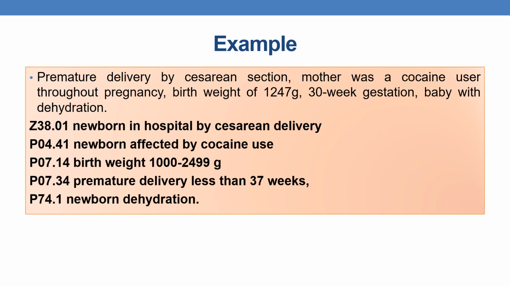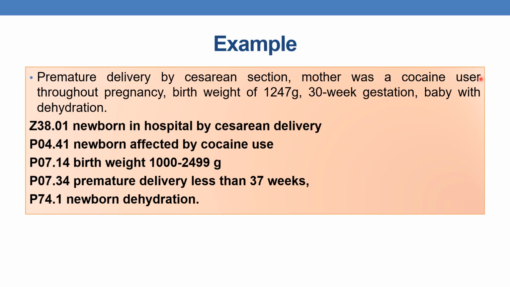Let us see an example. Premature delivery by cesarean section. Mother was a cocaine user throughout the pregnancy. Birth weight of 1247 grams, 30 weeks gestation, baby with dehydration. So this is also a birth record, delivery by cesarean. So the first PDX would be Z38.01, newborn in hospital by cesarean delivery.